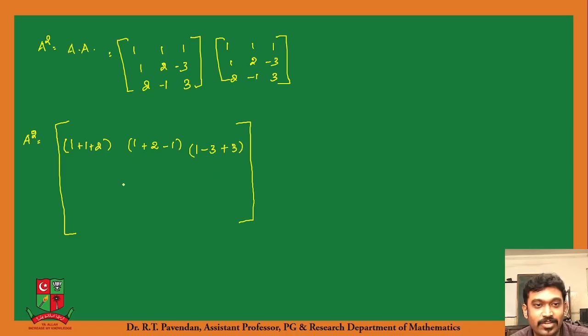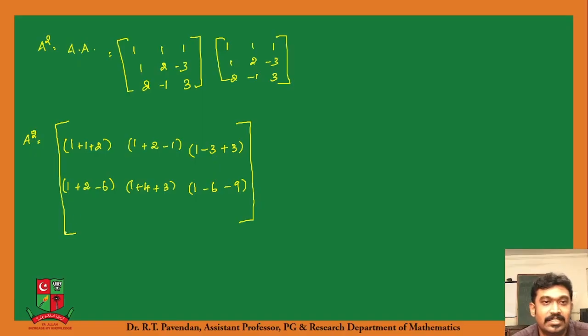Likewise, to get the second row elements, we have to multiply the second row with first column, second row with second column, second row with third column. So it's going to be 1 times 1 is 1 and 2 times 1 is 2, minus 3 times 2 is minus 6. 1 times 1 is 1, 2 times 2 is 4, minus 3 times minus 1 is plus 3. 1 times 1 is 1, 2 times minus 3 is minus 6, minus 3 times 3 is minus 9.